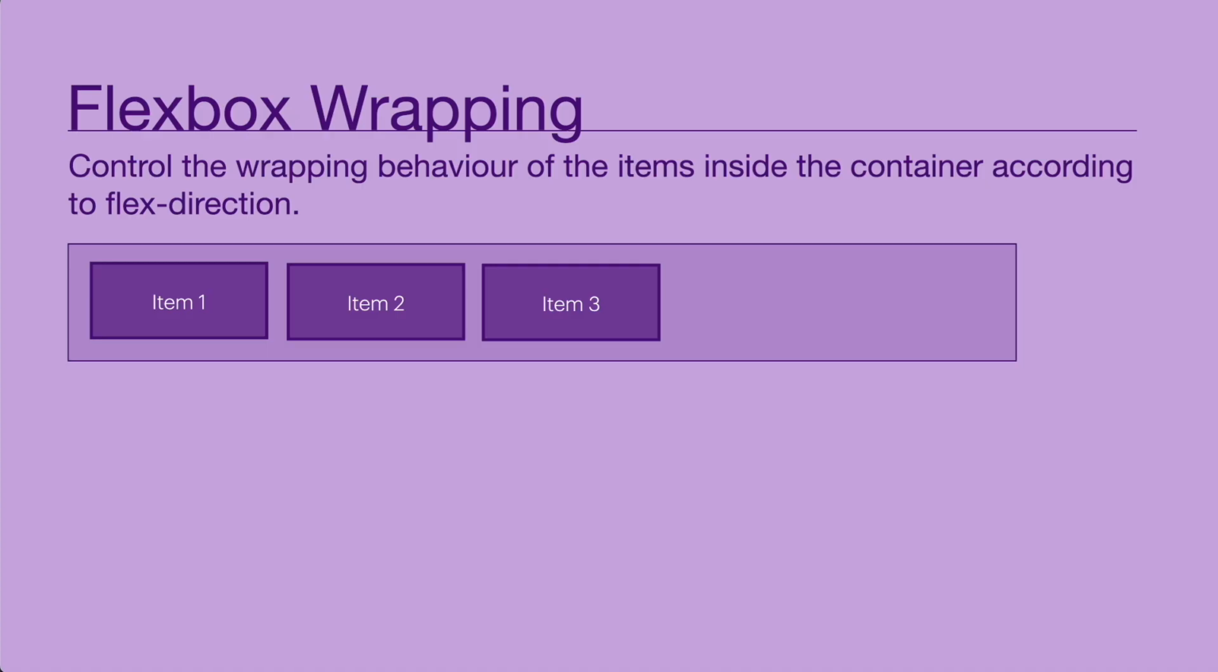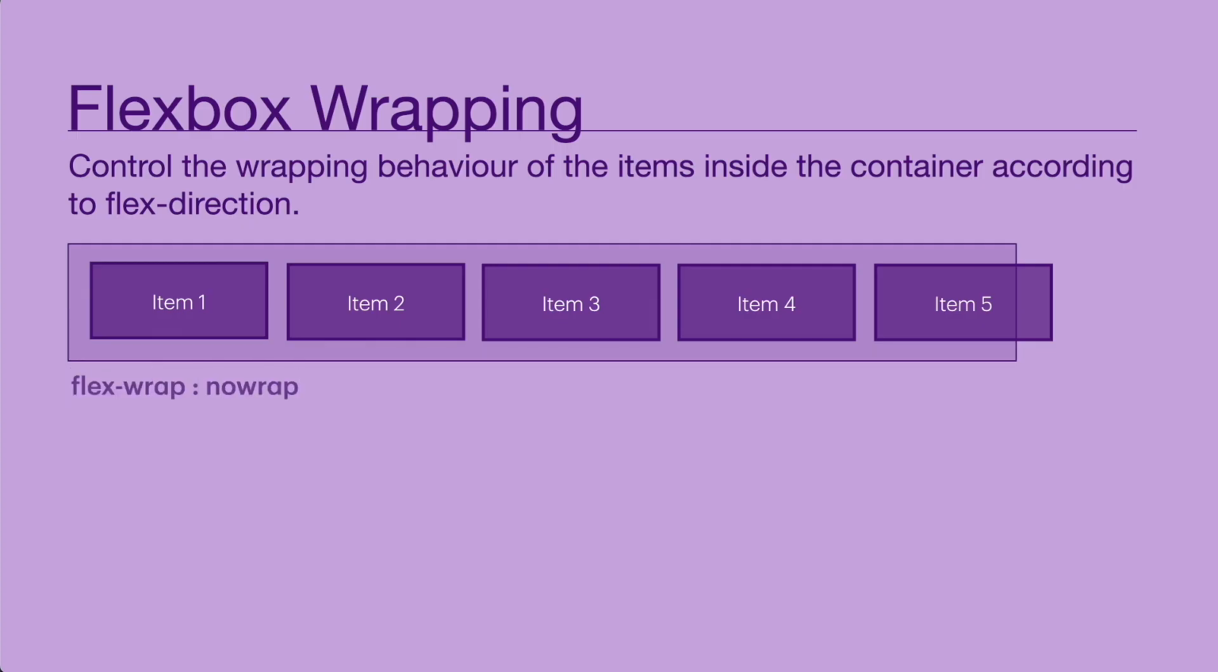So what do I mean by that? Let's suppose that we have two more items here like this. Now by default this item will be overflowed and it will not fit inside this container, so it needs to be overflowed. And if I have item 6, it will be invisible totally. So using Flexbox we can control this.